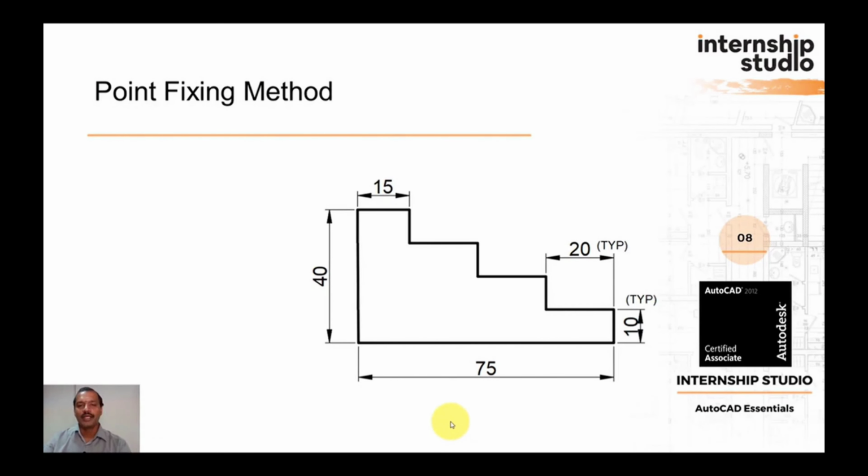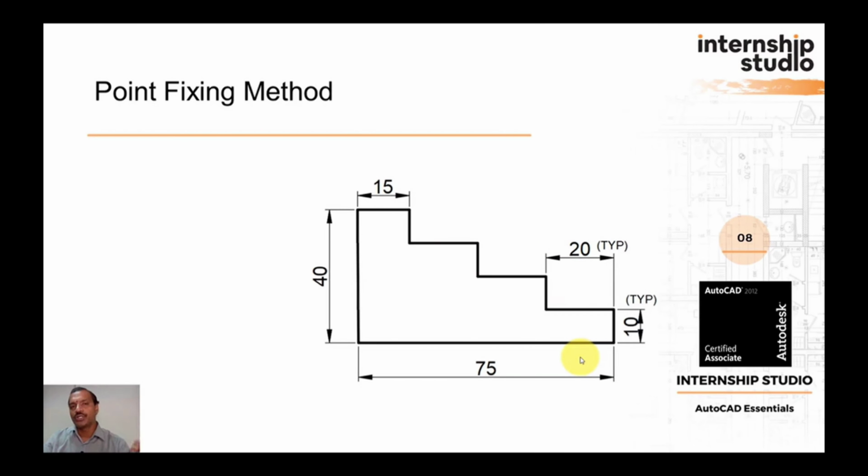Similarly, can we try this now? A small drawing. All the measurements are given. Here you can see 10 typical. That means wherever you have small vertical lines, the measurements of those lines are the same. 10. Here also it is 10. 10, 10. See here, this is 20. So wherever you have small horizontal lines, that means wherever you don't have the measurements, you can take the same measurements here. See, this is horizontal line 20, 20, 20.